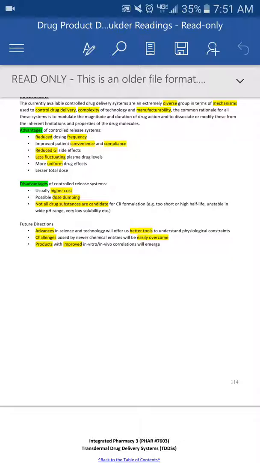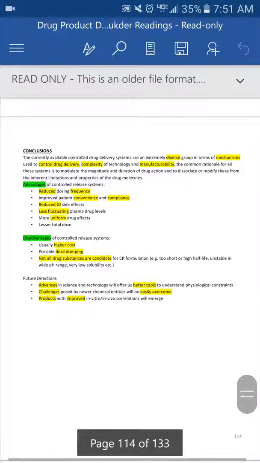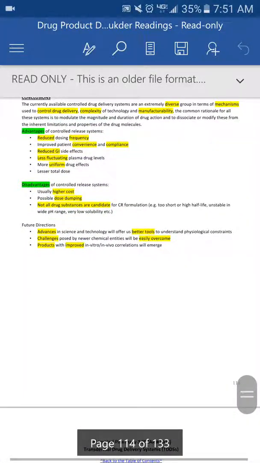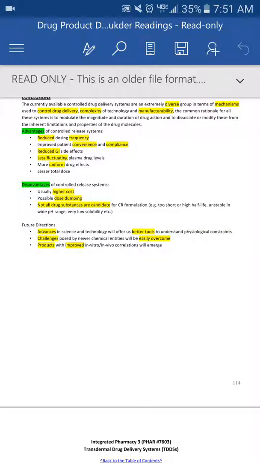They reduce the GI effects, so that's a good thing. That'd be like enteric coating. Less fluctuation in plasma drug levels, because you have consistent release. It can also be delayed release as well. It's just as long as we're controlling the release system. We can delay it, or we can have it be a sustained release. Okay, so more uniform drug effects. The drug effects are more uniform and balanced.